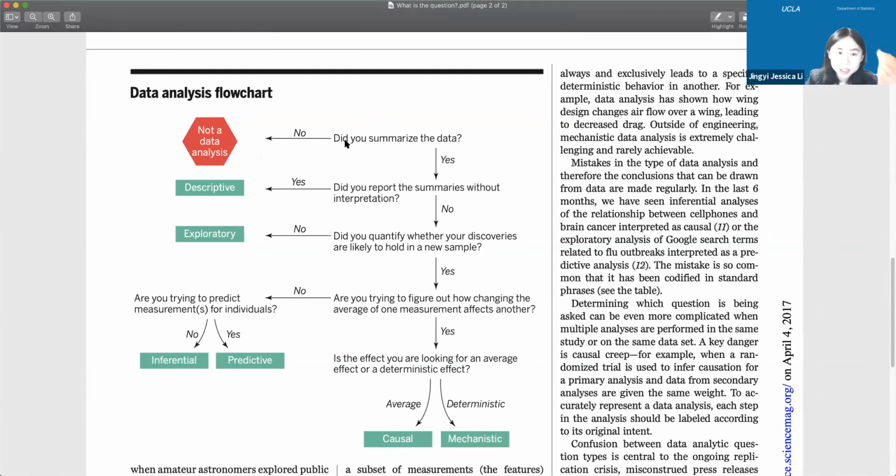Okay, so the first question is, did you summarize the data? If not, you're not doing a data analysis. I think this is trivial, right? If you're going to extract information from your data, then yes, you're doing some kind of summary, so you go yes. Okay, did you report the summaries without interpretation? That's called descriptive, and that's very common in a lot of seminar talks we hear. For example, people may present the data in a chart, right?